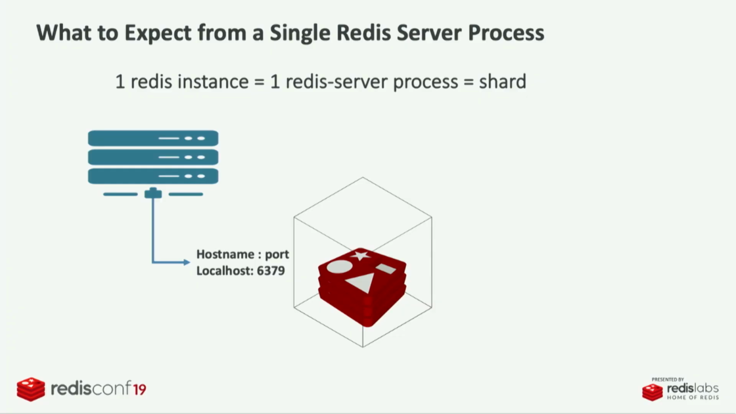Okay, so in this example, I have one Redis server process running on a node, and your application talks to Redis, and it's represented by a host name and a port. Now, what do you do in Redis? What can you do with it?